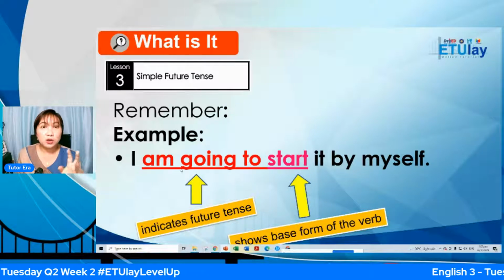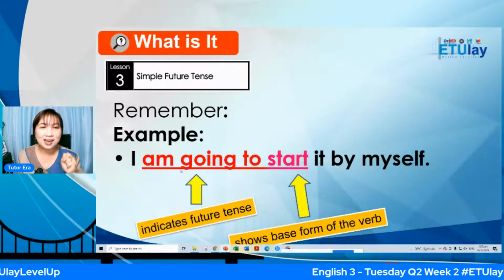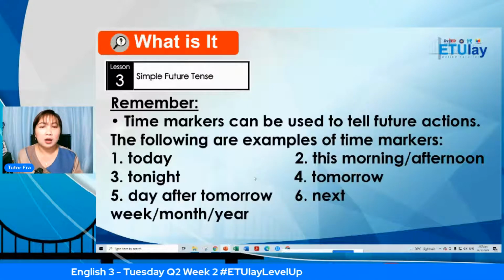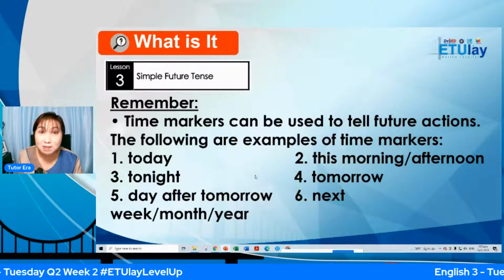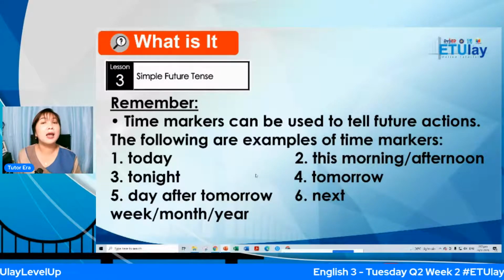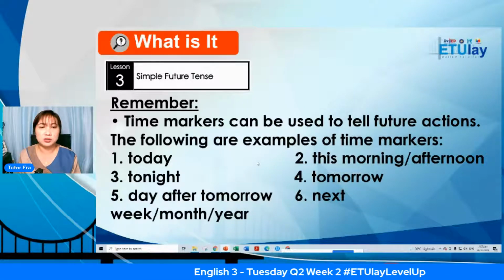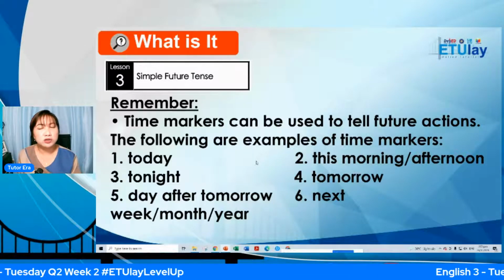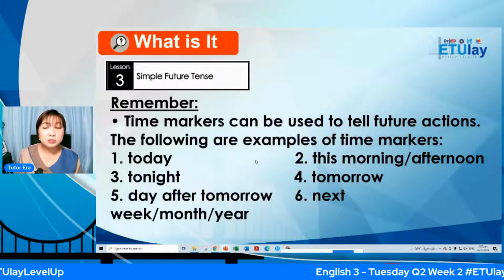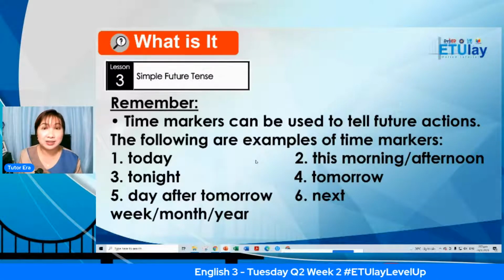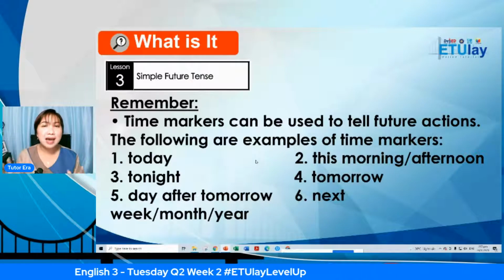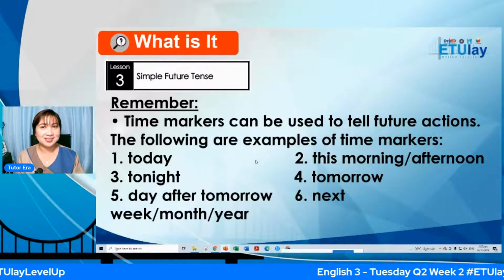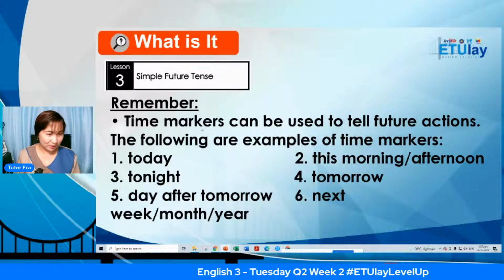Okay, so those are the two ways on how we can form simple future tense. So I hope you get it. Now let's have some time markers or time expressions or time signals. These are the time markers that can be used to tell future actions. These are today, this morning, this afternoon, tonight, tomorrow, the day after tomorrow, next week, next month, or next year. So these are the time expressions, time signals, or time markers that indicate that the action will take place in the future.